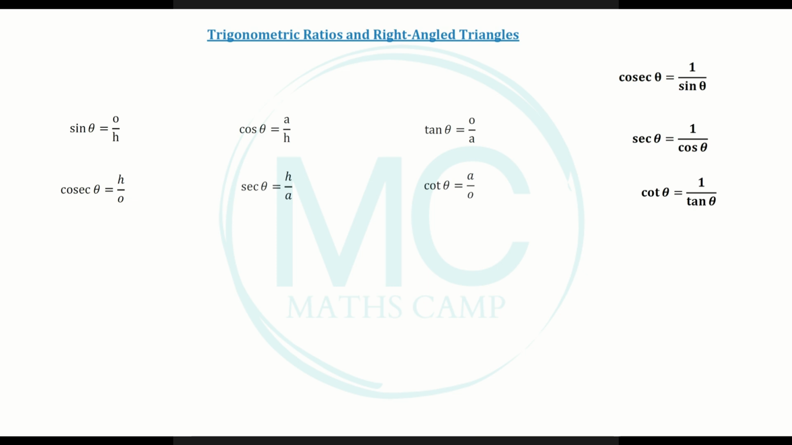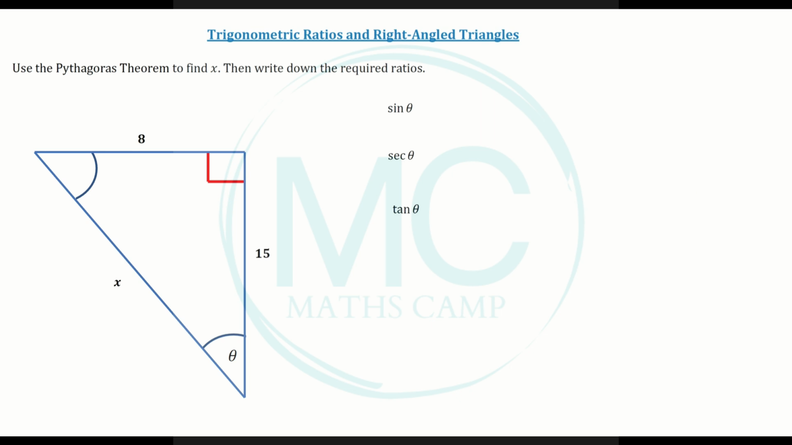Please remember that these ratios using the adjacent side, the opposite side, and the hypotenuse only work with right angled triangles. Let's look at an example. Use the Pythagoras theorem to find x. Then write down the required ratios, sine theta, sec theta, and tan theta.